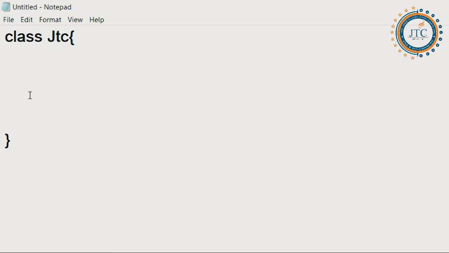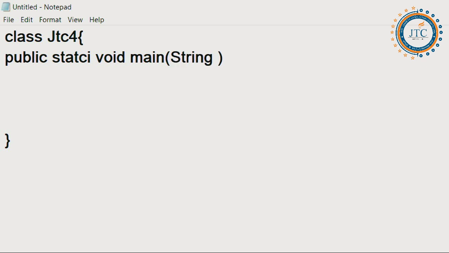Now the same thing, if we just write here, just have a look. I am writing class JTC, inside the JTC, suppose I am writing the 4. Into this here now, public static void main, String of args, I am going to write it here.